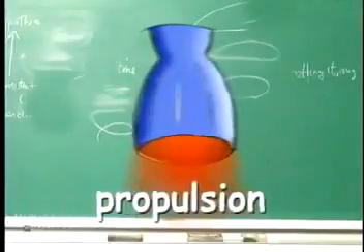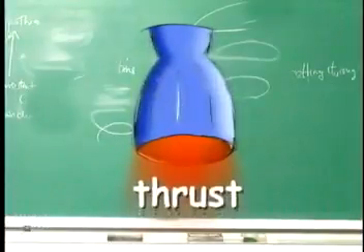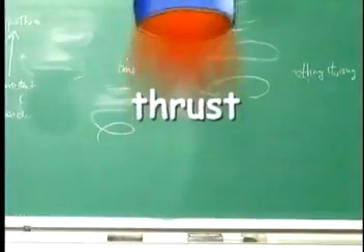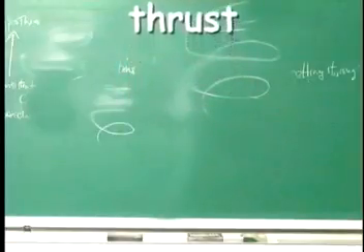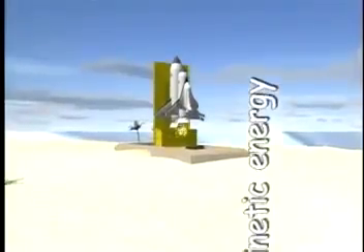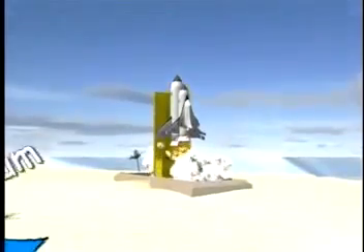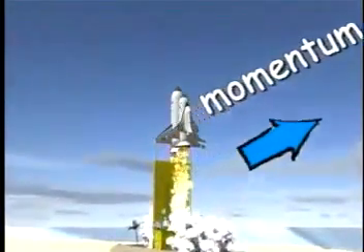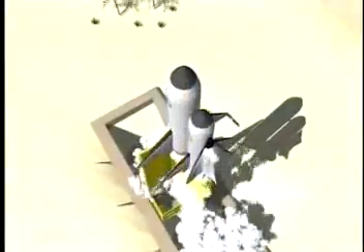Here are some terms you need to know. Propulsion is the act of driving forward or away. Thrust is a force produced by a rocket engine in reaction to high-velocity exhaust gas. Kinetic energy is energy in motion, and momentum is a directional measurement of an object's motion, its tendency to continue moving in a particular direction.